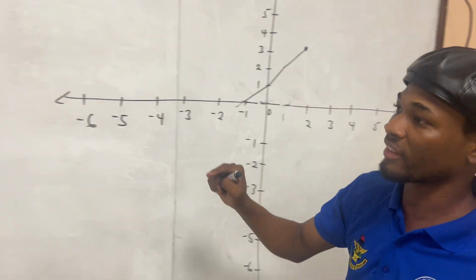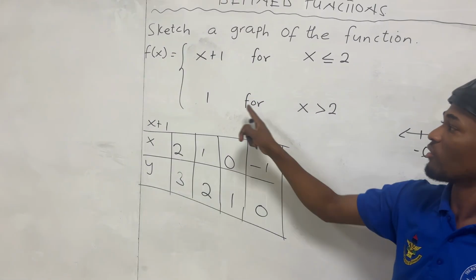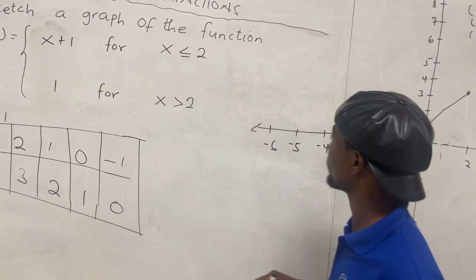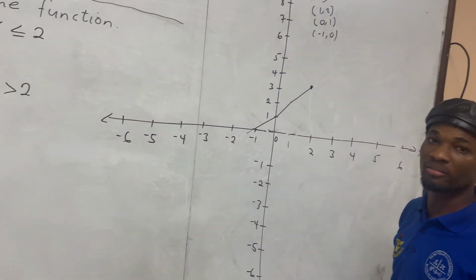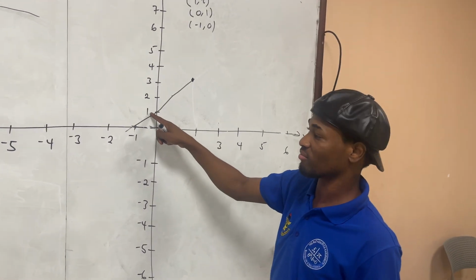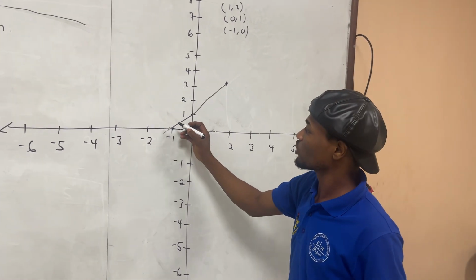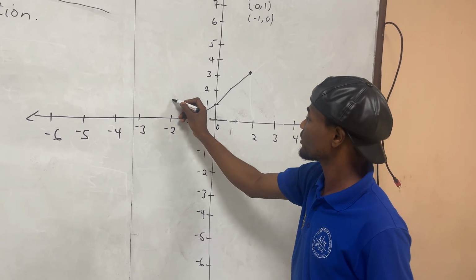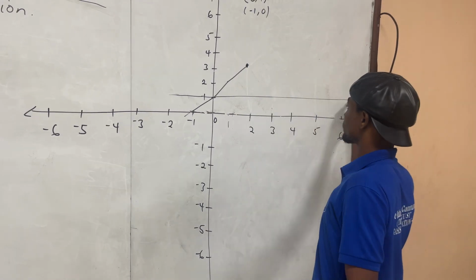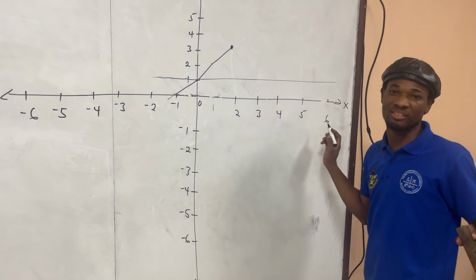Now we have this: 1 for x greater than 2. This is very simple. Let's locate 1. Where is 1? This is 1. Right? So you can just draw a straight line this way. This is 1. As simple as that. Right?